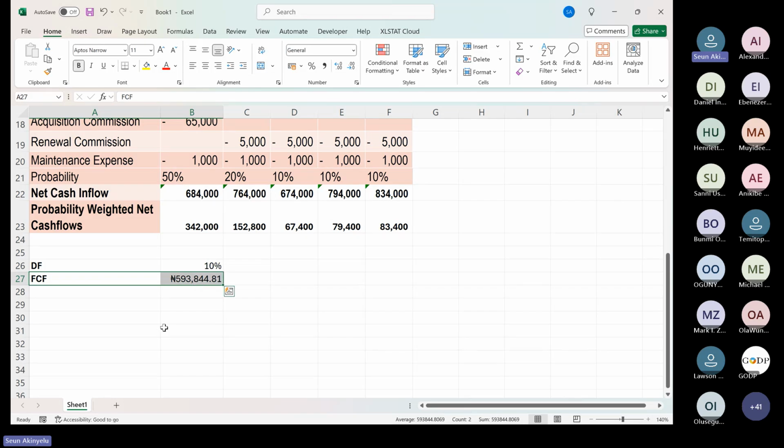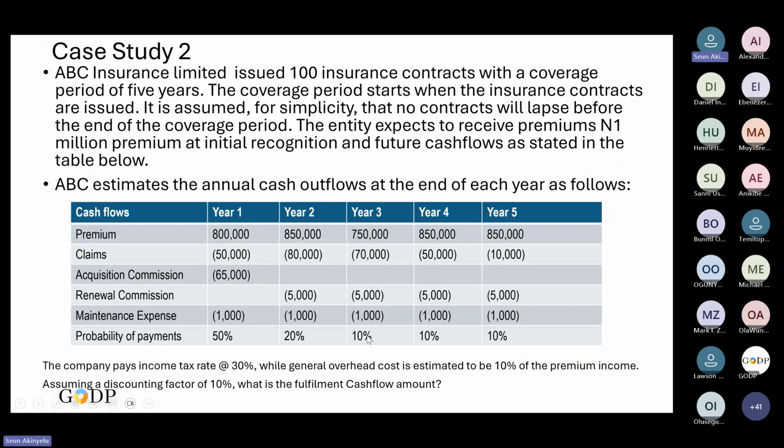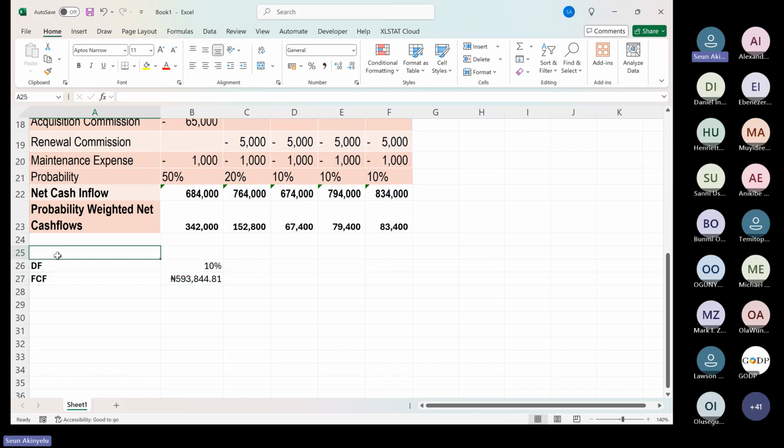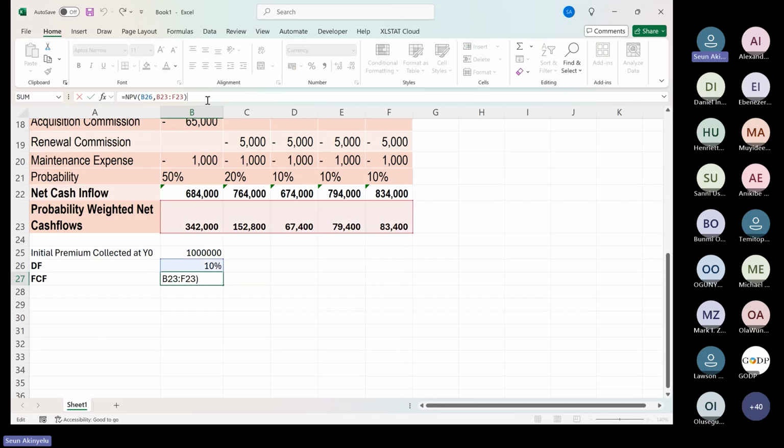Remember that with this fulfillment cash flow, I'm not yet done. In the example they gave us, the entity expects to receive 1 million premium at initial recognition. That means these guys are collecting the initial premium at year 0. Year 0 means now. That means this fulfillment cash flow is equal to this NPV plus this 1 million.